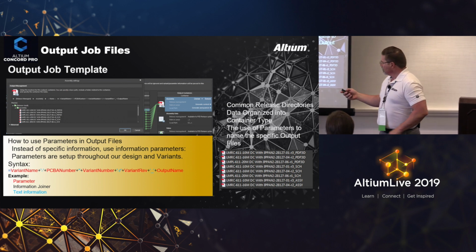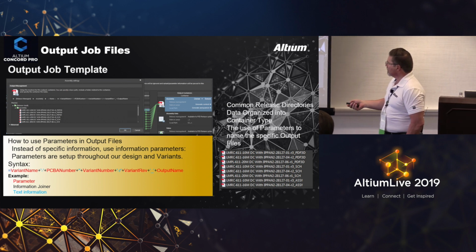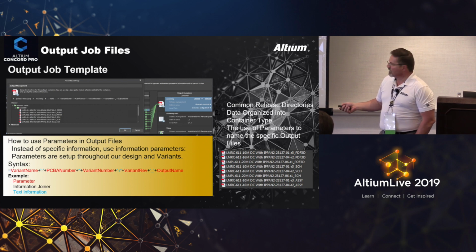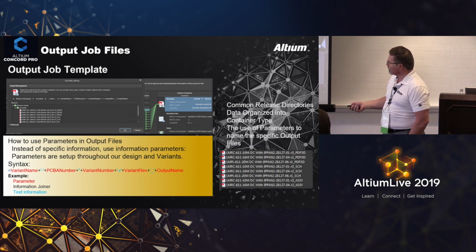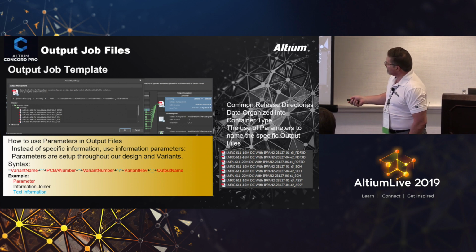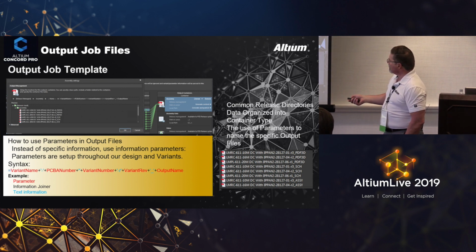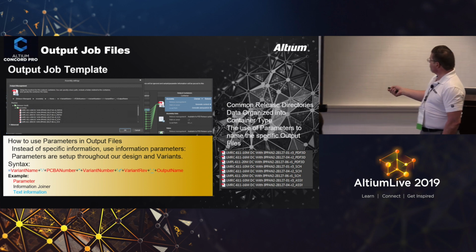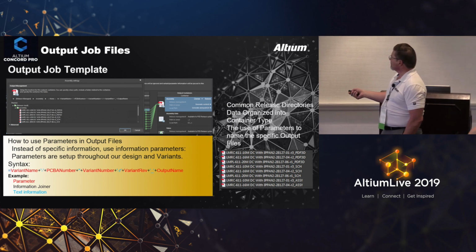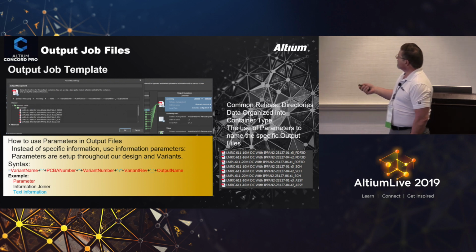What we do is this little syntax down here of what parameter names we want to apply. All right? And what we do here is we have the red is the parameter, the information joiner, and then the text information that you would have here. So this, for example, would be a variant name, PCBA number with a space, variant number plus -R, variant rev, _ output name. And that would actually output files that would look like this, okay?